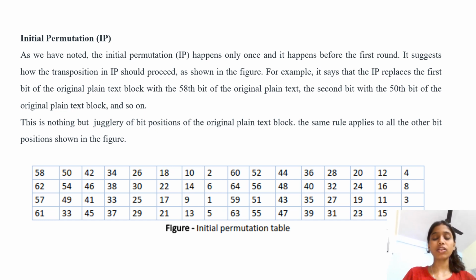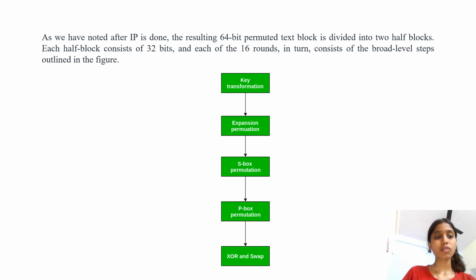In the figure you can see that the 58th bit is swapped with the first bit. So that is what the initial permutation is. As we have noted, once the initial permutation is done, the resulting 64-bit permuted text block is divided into two halves. Each half consists of 32 bits, and each of the 16 rounds in turn consists of the broad-level steps outlined in the figure.